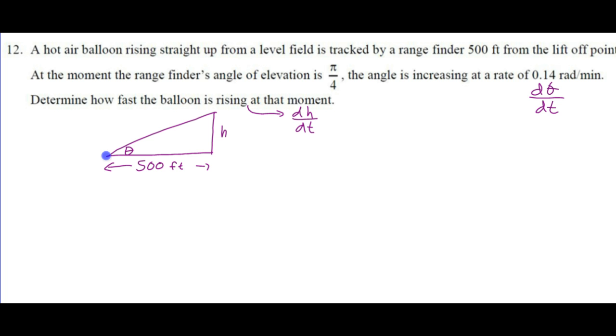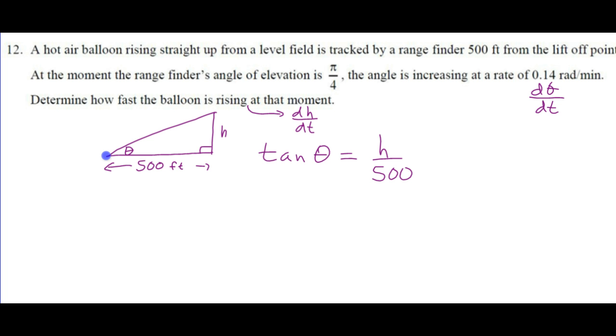Sin theta equals h over 500? Let's go with that. No, you sure? h is not the hypotenuse. Not that. So for theta, we have opposite, we have adjacent, that's the tan ratio. So tan theta is h over 500.